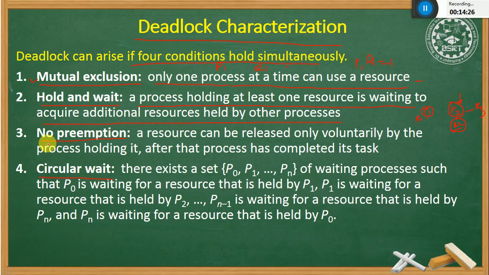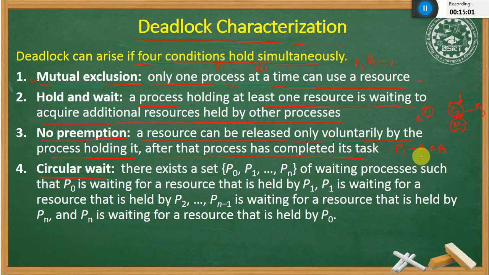Then the third condition is non-preemption. You already know what is meant by non-preemption. A resource can be released only after the completion of the overall process. After completing the process, it can release the resources. To understand this, suppose P1 is a process and it is holding R1, R2, R3. So three resources are allowed or captured by P1.